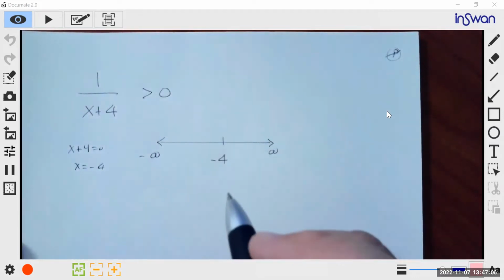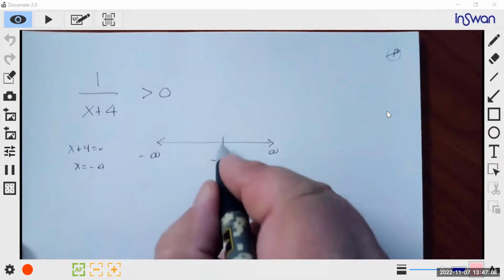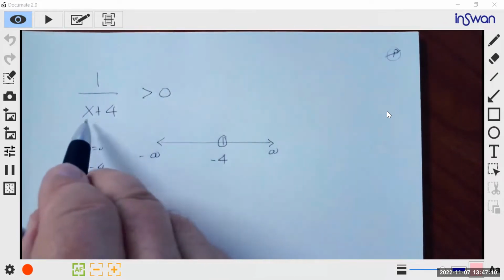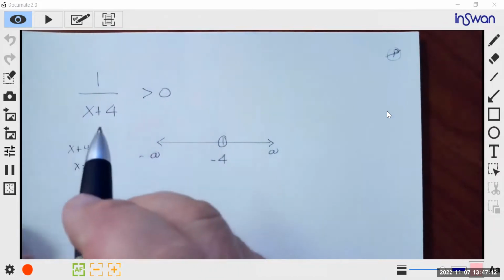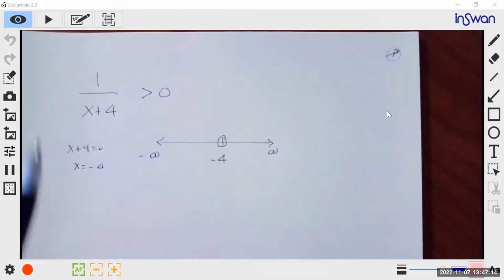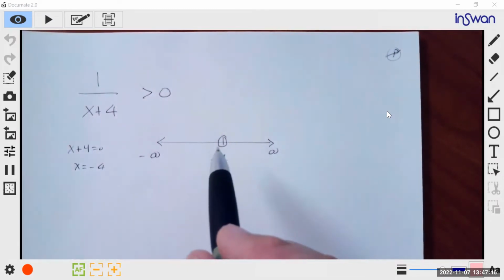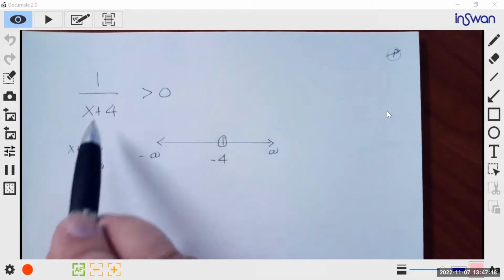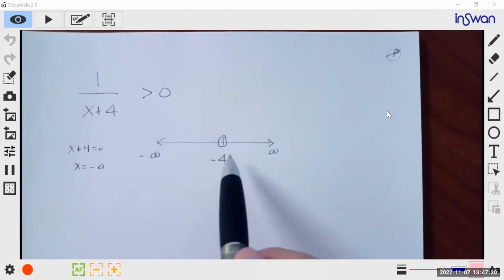Open or closed circle? Open, because it's on the bottom and we can't use it. On this, we're finding the values we cannot use. Since this is on the bottom, we can't use it. It's an asymptote.